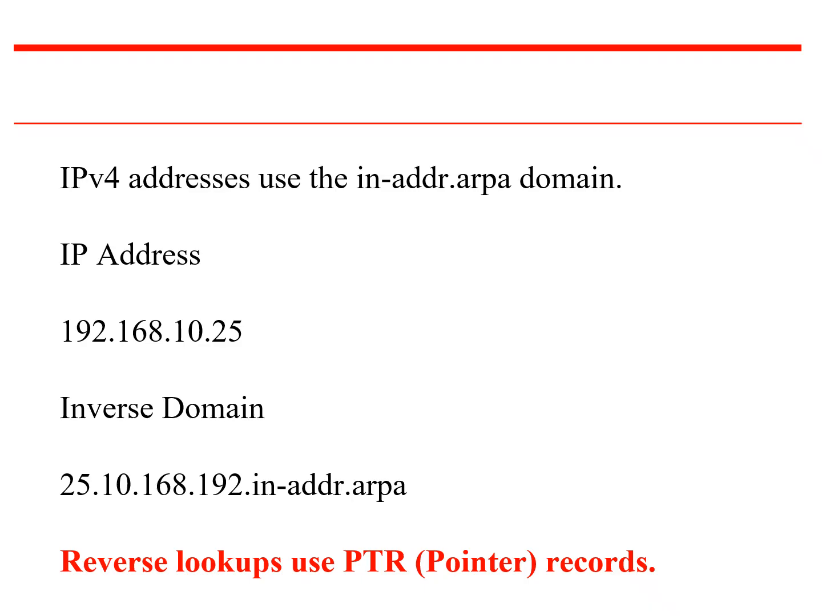Now let us look at the inverse domain. For example, IP addresses use the in-addr.arpa domain. Let us look at an IP address like 192.168.10.255. In the inverse domain, how do they read this address? We have to read it in the reverse direction. So it will be 255.10.168.192 and then in-addr.arpa. Reverse lookups basically use pointer records.